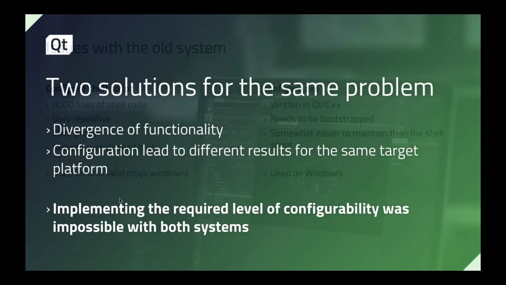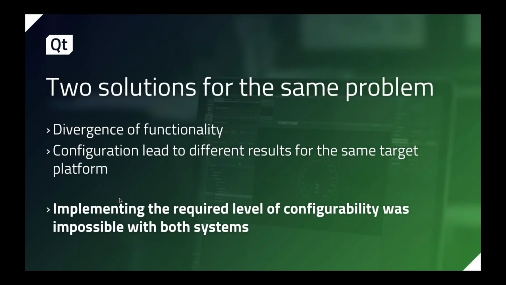Now, this actually gave us a little bit of a problem because we had two solutions for the same problem. And what we saw was that over the years, the functionality between the two solutions started diverging more and more. If you configured Qt on Windows or on Unix, you could get different results, even if you configured things for the same target platform, for example, an embedded Linux device. And implementing the required level of configurability also turned out to be impossible with both systems.